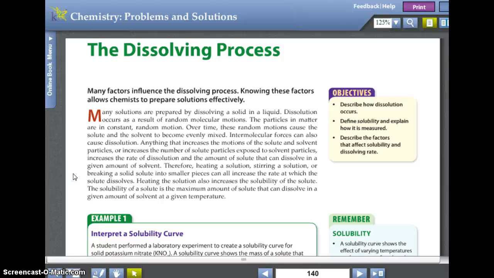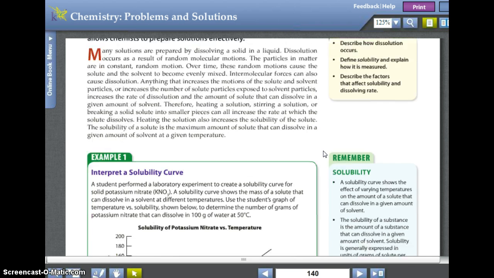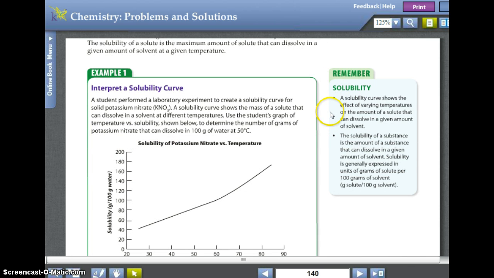Heating the solution also increases the solubility of the solute, or how much can be dissolved. The solubility of a solute is the maximum amount of solute that can dissolve in a given amount of solvent at a given temperature. So our objectives: describe how dissolution occurs, define solubility and explain how it's measured, and describe the factors that affect solubility and the dissolving rate. Remember, solubility.